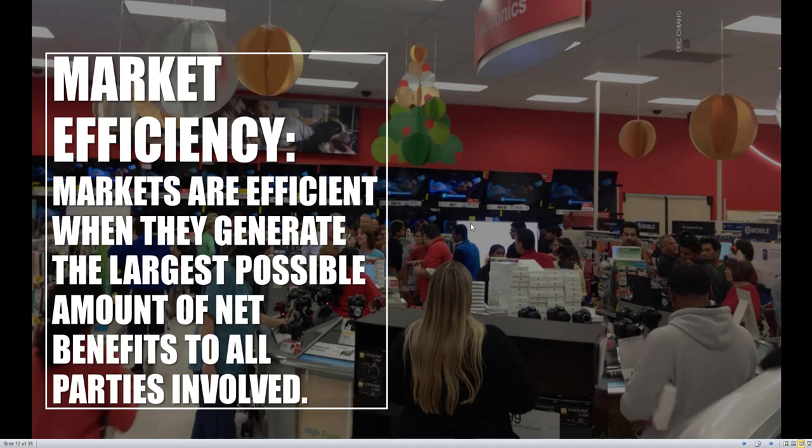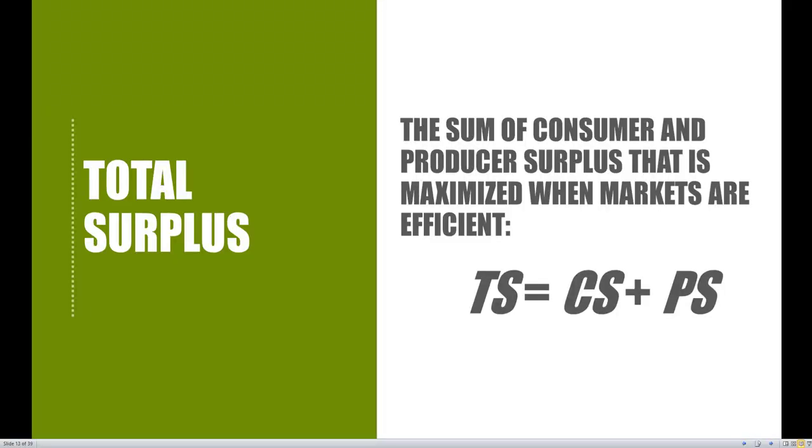Markets are efficient when they generate the largest possible amount of net benefits to all parties involved. And how do we calculate these net benefits? We come to our final idea of efficiency and welfare, which is just going to be the sum of producer and consumer surplus, known as total surplus. So total surplus is the measure that we are going to be interested in. The higher the total surplus, that just tells us that our marketplace is more efficient or there's more welfare within our economy. And total surplus is only going to be maximized when we are in equilibrium, when we have that single intersection point between supply and demand. There's no other point where we're going to be maximizing our total surplus.